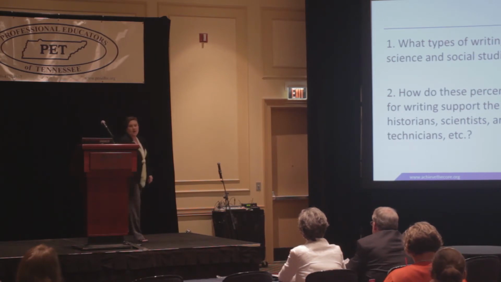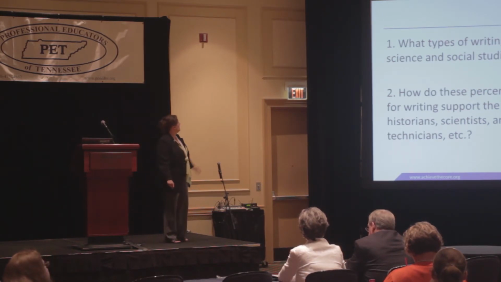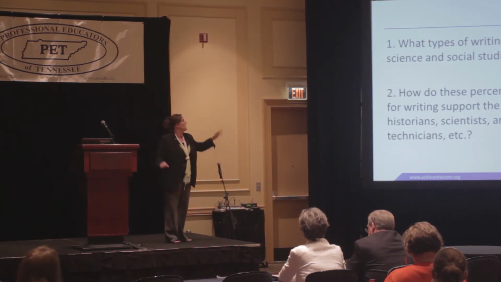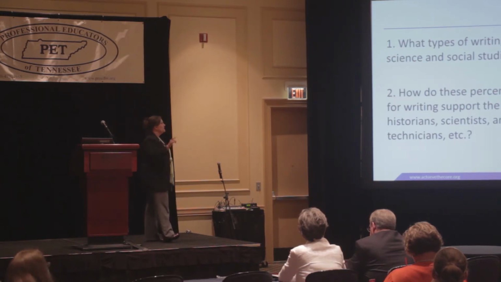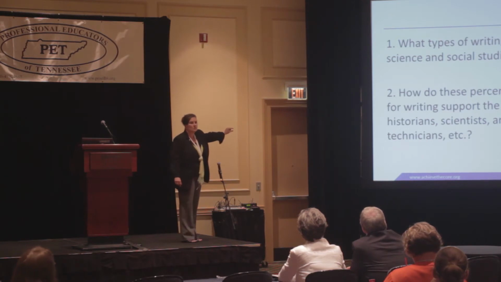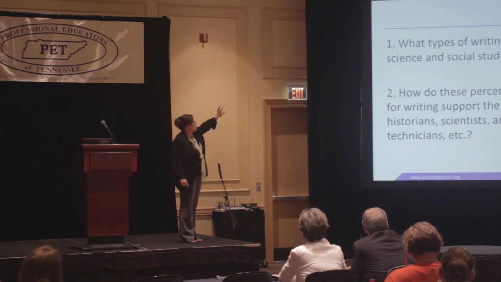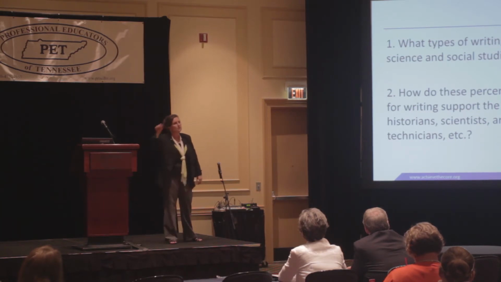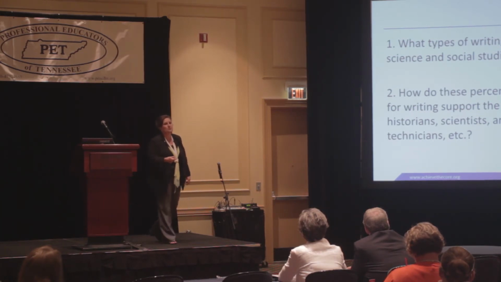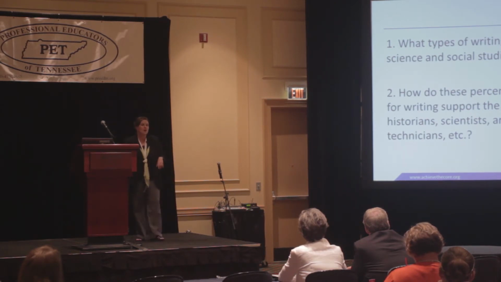Then let's take about 2 minutes again, and let's think about these two questions. What types of writing typically occurs in science and social studies classrooms? If you're not a science or social studies teacher and you teach another area, think about your classroom. And how do these percentage requirements for writing support the development of these actual careers: historians, scientists, art critics, medical technicians? So think about the subject you teach, and then think about a career in that area, and think about these two questions. But substitute in what you teach and a career that would come out of your course that you teach. And you can talk with a partner near you, and let's take 2 minutes for that.